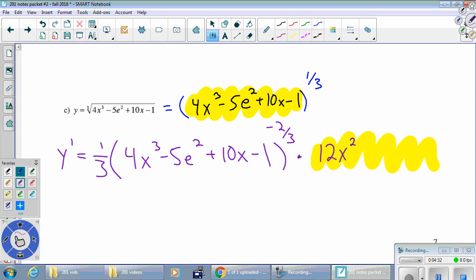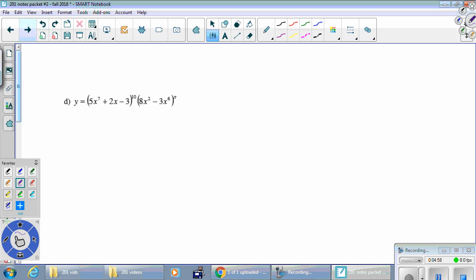Minus 5e squared, be careful here. Don't say minus 10e. That's not right. 5e squared is just a constant. It's just a number. And so the derivative of 5e squared is nothing. It's a 0, and we're not even going to write it. The derivative of plus 10x, that's a plus 10. And then the derivative of that minus 1 is nothing. So that's it. That's the derivative of the original. D.